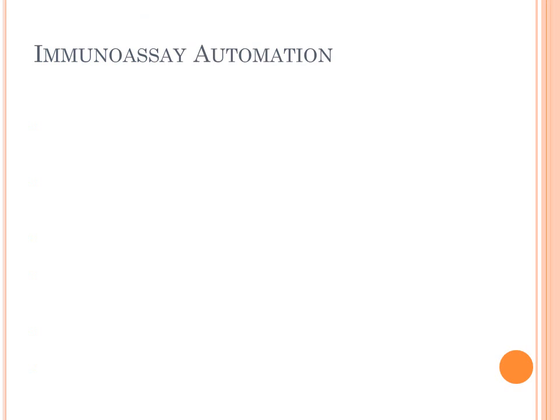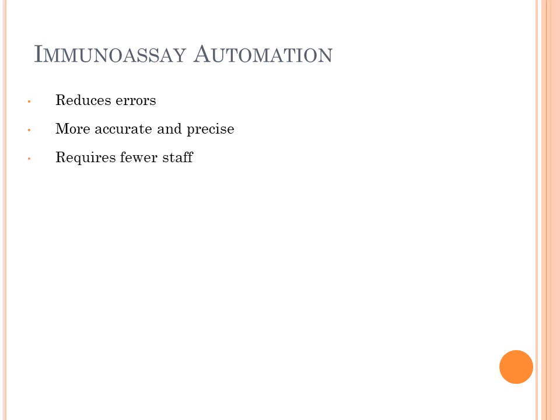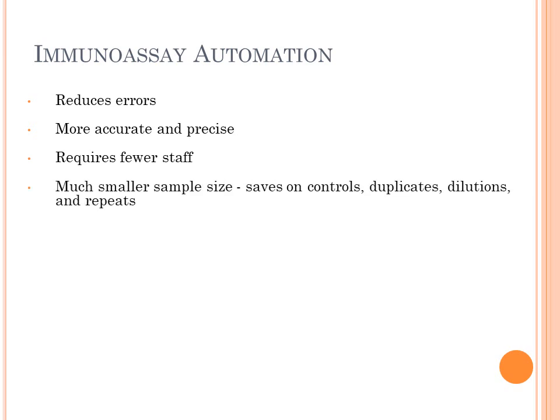We're going to switch gears just a little bit here and talk about lab automation in general. Anytime we can automate a process, by definition, the inherent errors are going to decrease because you take out those occasional human errors that occur. It's going to lead to test results that are more accurate and precise. It's going to require fewer live bodies around the lab in order to perform all these tests. Leads to a much smaller sample size, which has a number of benefits, including saving money because we're using a lesser amount of the controls. If we have to dilute and repeat things, everything is just less, and that's a better thing.